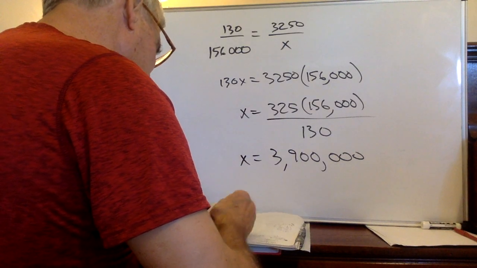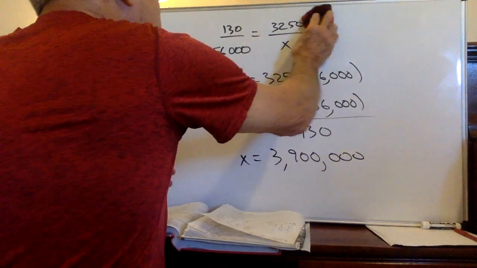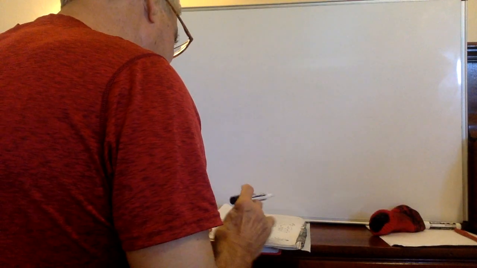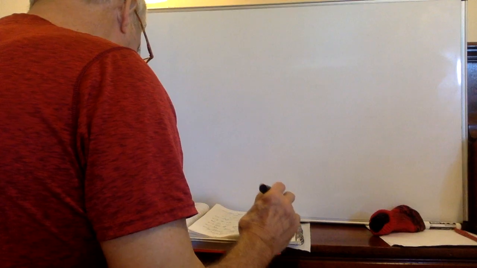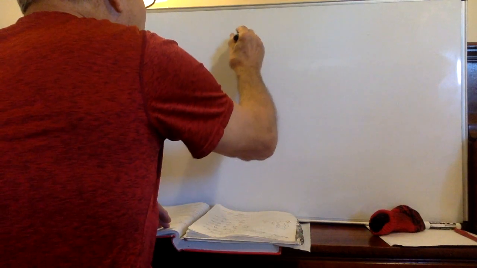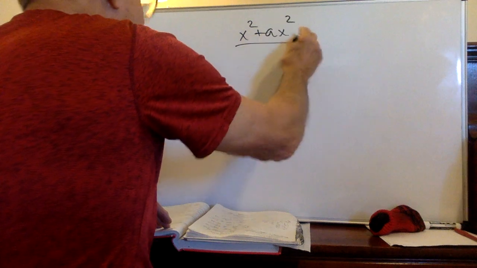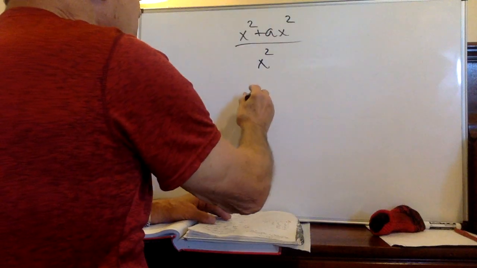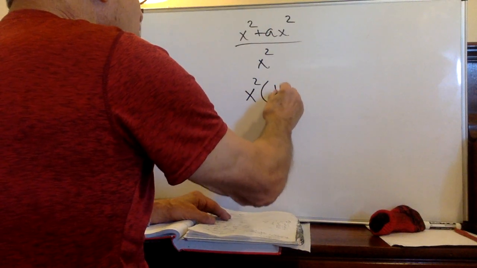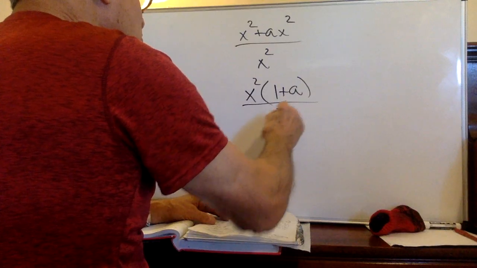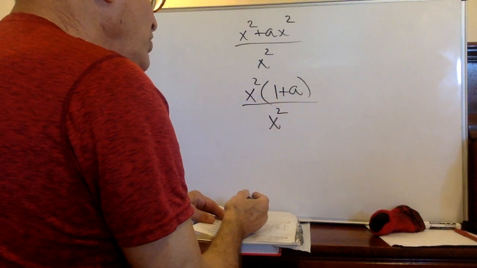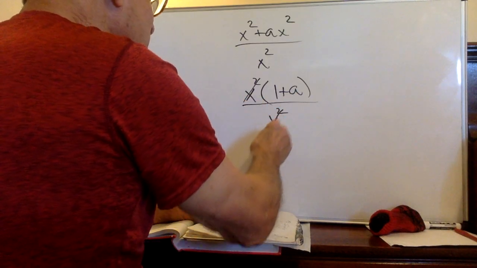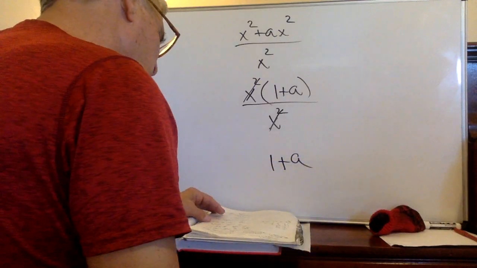Okay, number 13 was your next problem. Number 13 said they wanted you to simplify x squared plus ax squared, all over x squared. Well, in your numerator, you could factor out the common factor x squared, and you're left with 1 plus a over x squared. I now have all multiplication in numerator and denominator, therefore I can cancel common terms. Anything over itself is 1. So this simplifies to 1 plus a.